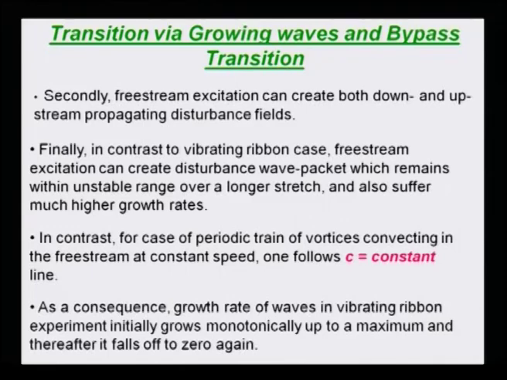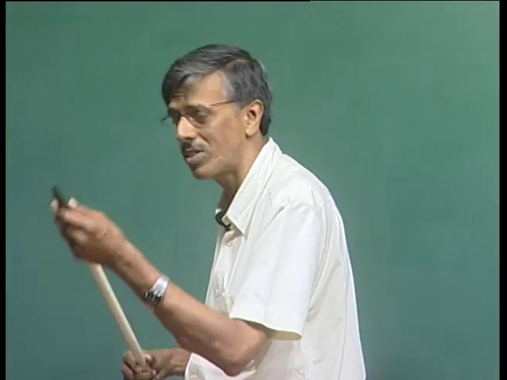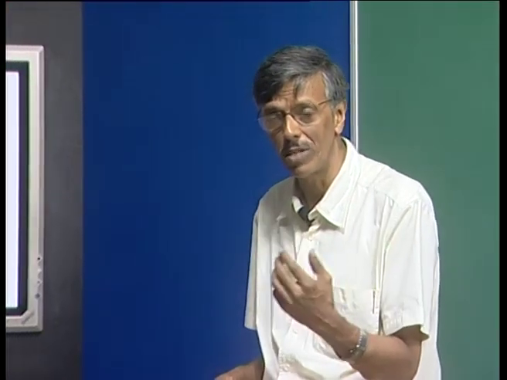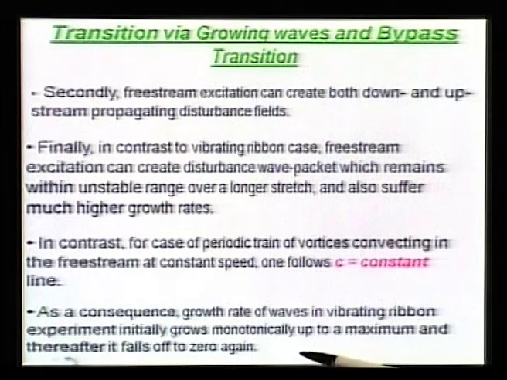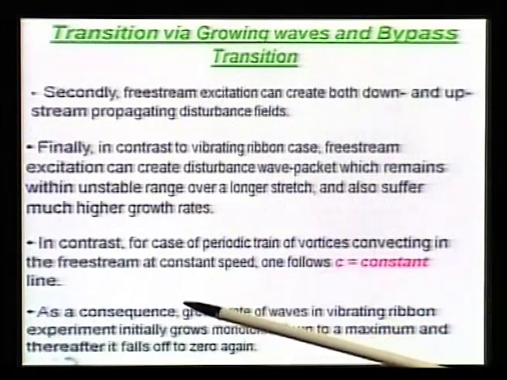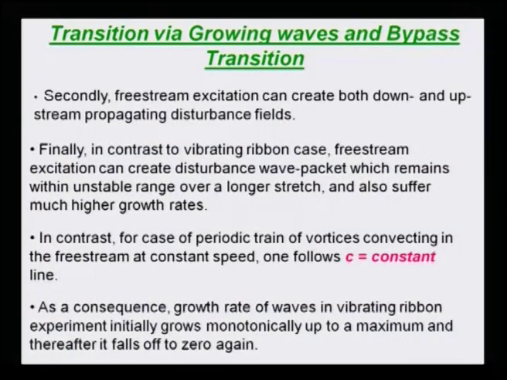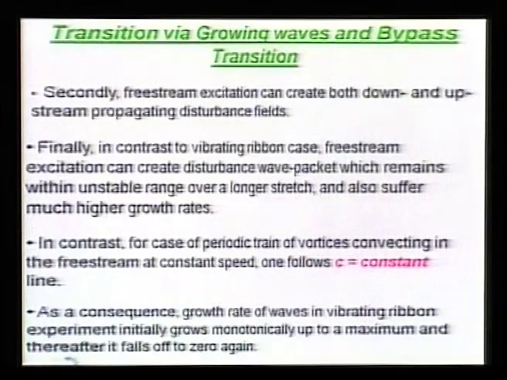Finally, we noted that in contrast to vibrating ribbon cases, the free stream excitation can create disturbance wave packets which remain within the unstable band over a longer distance and also suffer much larger growth rate. This is something that we must keep in mind. In contrast, if we look at a periodic train of vortices convecting in the free stream at constant speed, we don't have to follow a constant frequency, but what we should follow in the neutral curve is the c equal to constant line. And that's the reason that we get much higher growth rate, right? We said that as a consequence, the growth rate of waves will be much more significantly higher than what you actually generate by vibrating ribbon type of excitation.